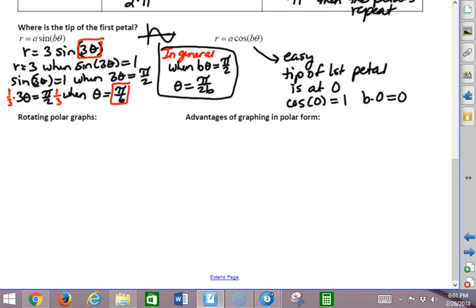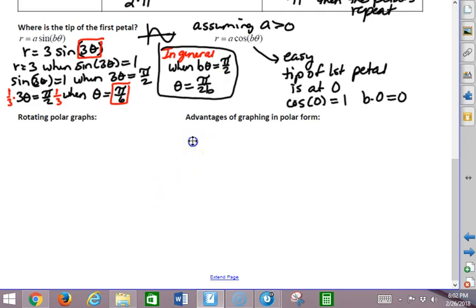Now, of course, this is assuming that a is greater than 0. If a is less than 0, remember all the petals flip to the opposite side. So if you do have to graph something where a is negative, start by thinking about where the petals are when a is positive, like make little dots to show where they are when a is positive, and then just flip them all. That's the easiest way to do it.